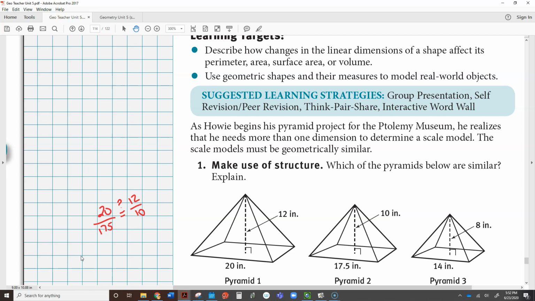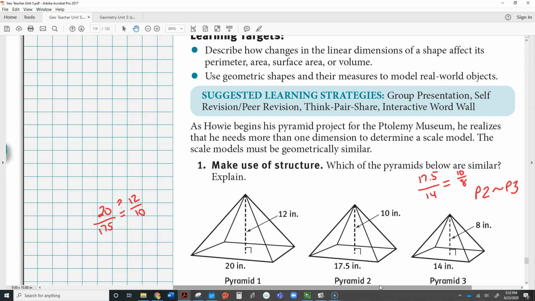You come over here and you'll try this one. You do 17.5 over 14. See if that's equal to 10 over 8. And then cross multiply, see if they're equal. 17.5 times 8 is equal to 140, and 14 times 10 is equal to 140. So pyramid 2 is similar to pyramid 3.